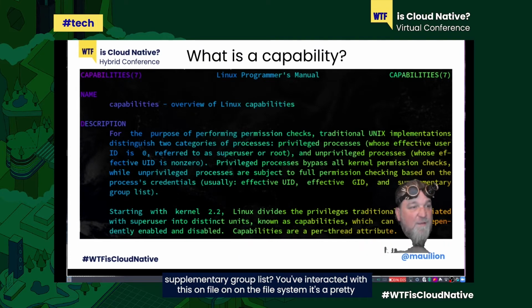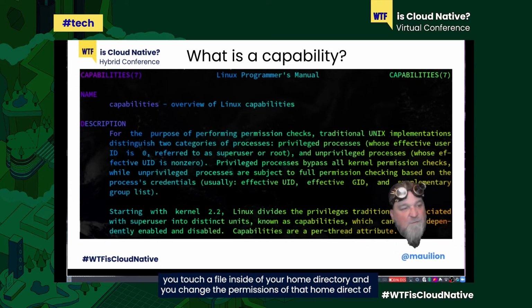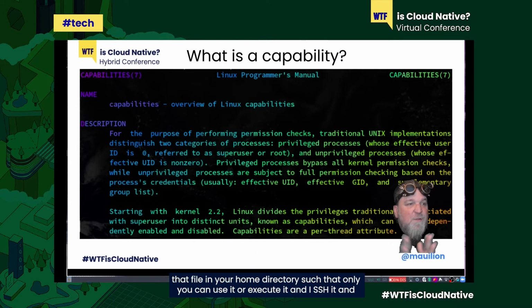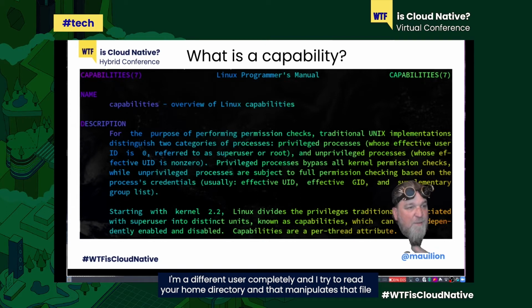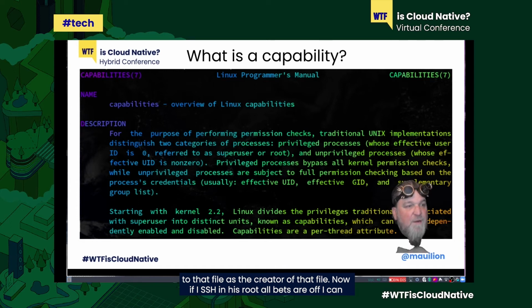You've interacted with this on the file system. It's a pretty good, easy way to put it in your head, right? Like if you SSH into a system and you touch a file inside of your home directory and you change the permissions of that file such that only you can use it or execute it, and I SSH in as a different user completely, and I try to read your home directory and manipulate that file, I will only be able to do that if we share that same group access, or if you have given me permission to that file as the creator of that file. Now, if I SSH in as root, all bets are off. I can do anything I want with that file because I am now a super user or a root user on that host.